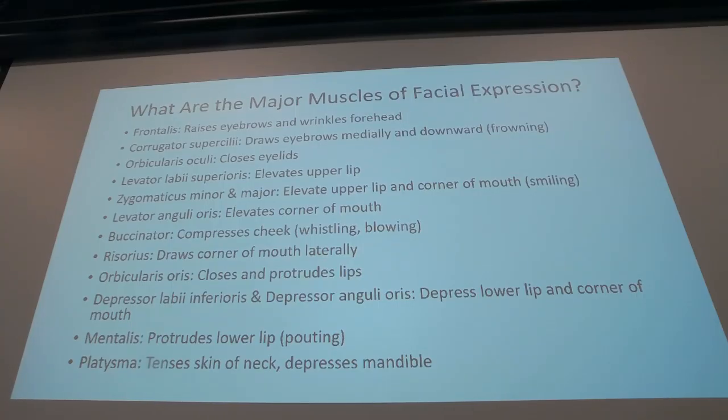Platysma, it's a muscle located here in the anterior neck area that tenses the skin of the neck. When someone is shaving, they do this. Cats have a bunch of platysma all over the dorsum. And when they're scared, the fur goes up, because of their platysma. So it tenses the skin of the neck and depresses the mandible too.